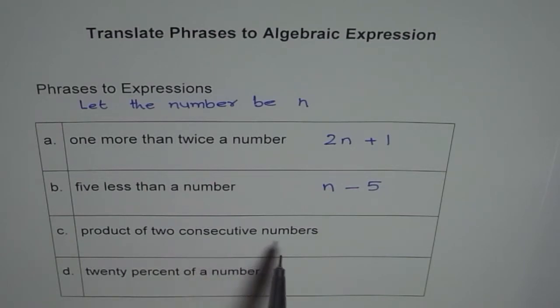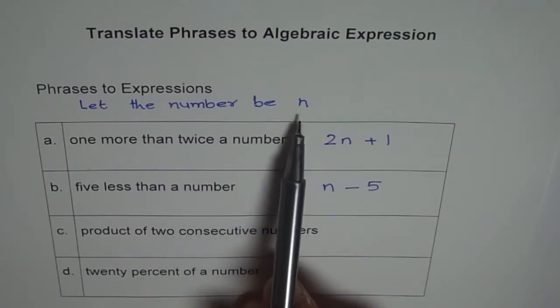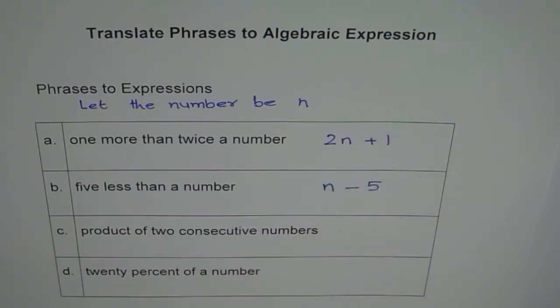Product of two consecutive numbers. Now, some students don't even understand what is the meaning of consecutive numbers. Numbers which come together, one after another. So if one number is n, what is the next number? n plus 1. Well, n minus 1 is also correct. So we can say n minus 1 and then comes n. Okay, they are also consecutive numbers. But let's always keep positive n plus 1 as the next number in general.